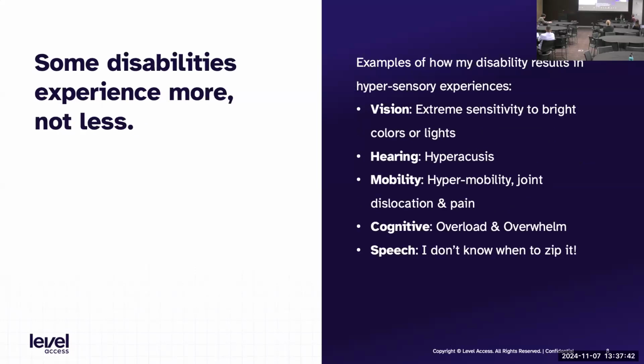However, some disabilities experience more, not less. And this is a couple examples of how my disability results in a hypersensory experience. So through vision, I do use glasses. So I would say in some ways I do have a visual disability, but I also have extreme sensitivity to bright colors and lights. Through hearing, I have something called hyperacusis, meaning that I'm more sensitive to sound than the average person.